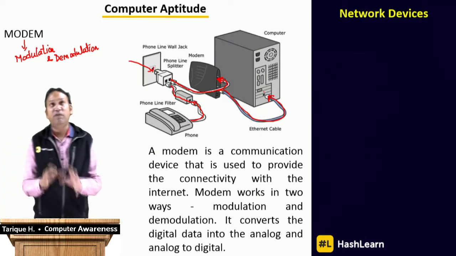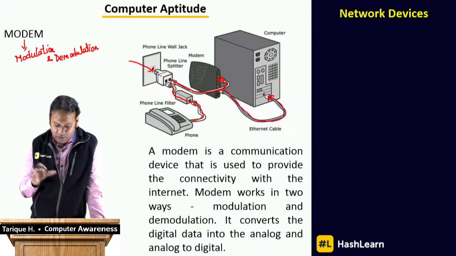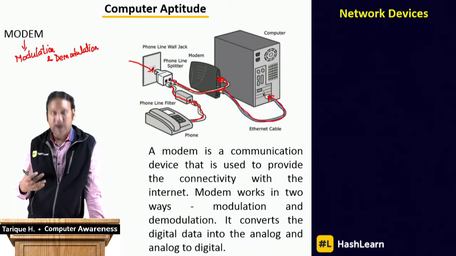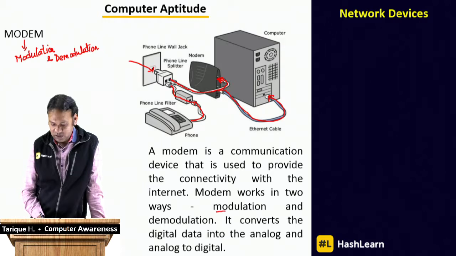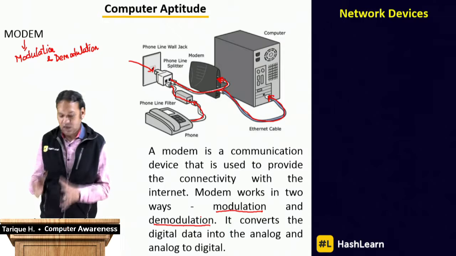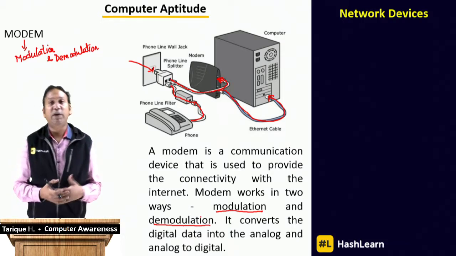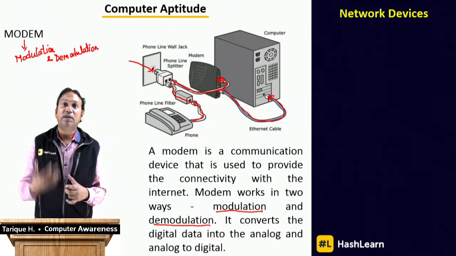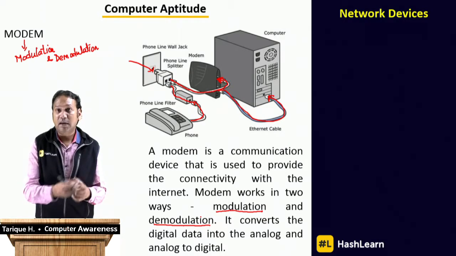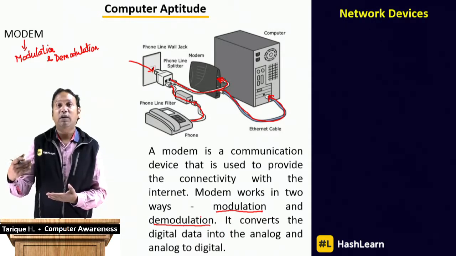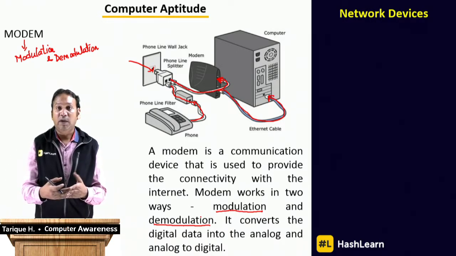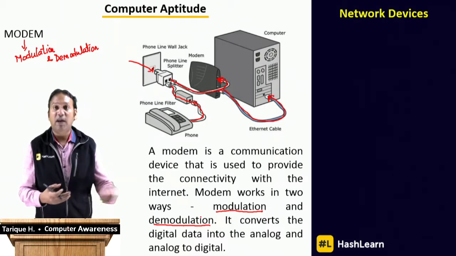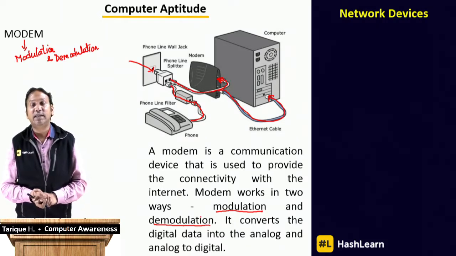Let's understand here the brief theory part of the modem. A modem is a communication device that is used to provide the connectivity with the internet. Modem works in two ways: modulation and demodulation. That's the full form of modem. It converts the digital data into analog and analog to digital. This is what I just explained to you. The analog signal comes through the telephone lines to the modem, and it's converted to digital information, and then that digital information goes to your computer, and then your computer sends digital information to the modem, which converts it into analog, and using the phone line sends it to your ISP, that is your internet service provider.